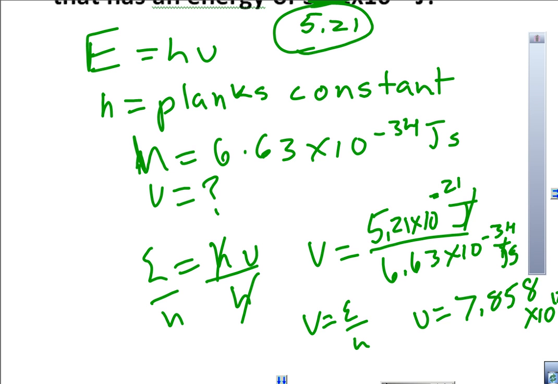Exactly. Now, whenever I solve it, my final answer, units and everything, I look here. Is this number greater than 5 or less than 5? So what happens to this number right here? Okay, so it's 7.86 times 10 to the 12th hertz. Hz. And that's my final answer.